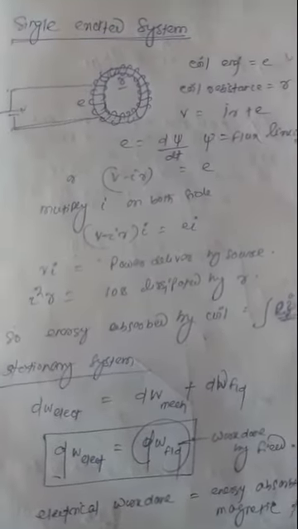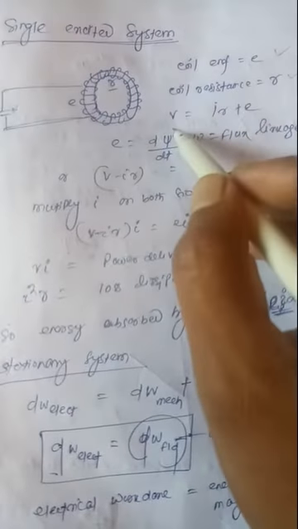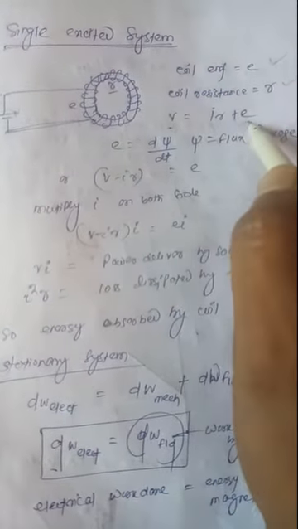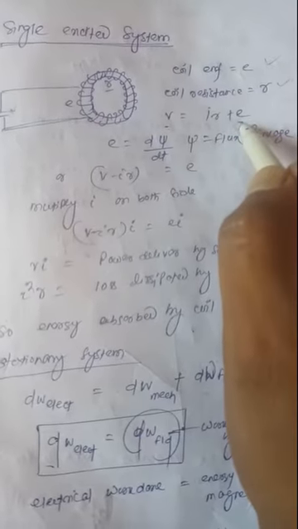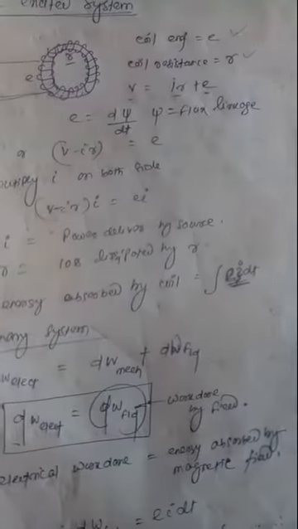Okay, so this is the voltage equation. If you apply KVL over this loop here, the input voltage is equal to the voltage across the coil as well as the voltage drop across the resistance.